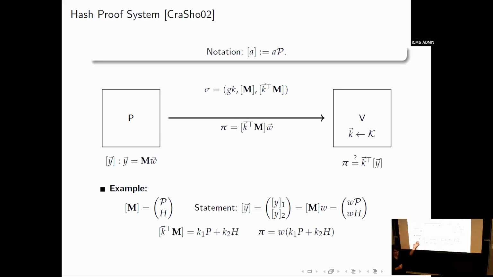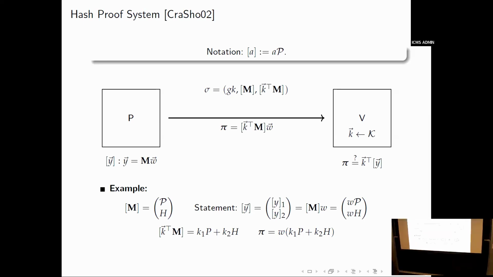So just to make it more concrete, let's think of an example. Imagine your matrix of group elements is just P and H, and your statement of membership is that you have 2 group elements and you want to prove that Y is M times W. Which means that essentially you're proving that 2 values have the same discrete logarithm. Okay? So the key that the verifier would be computing is just K^T times M, so K1P plus K2H, and the proof is just this witness.